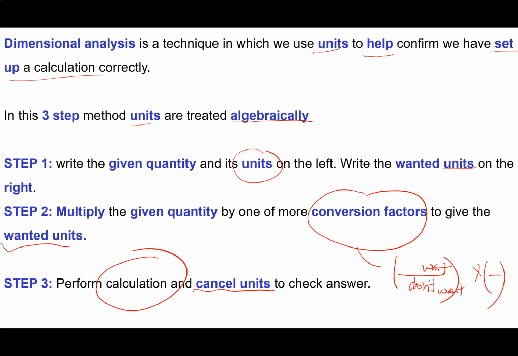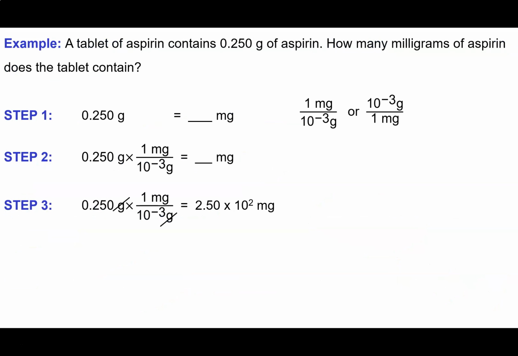So let's have a look at what we mean. This question says a tablet of aspirin contains 0.25 grams of aspirin. How many milligrams of aspirin does this tablet contain? First step, write what you're given on the left, write what you want on the right. Now, we know that there are two conversion factors relating grams and milligrams. There's this one, 1 milligram is the same as 10 to the minus 3 grams, or you could also write 10 to the minus 3 grams is the same as 1 milligram.